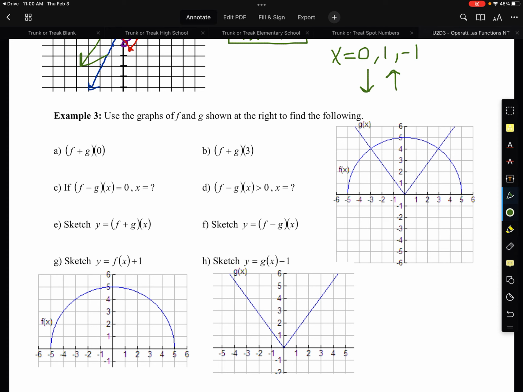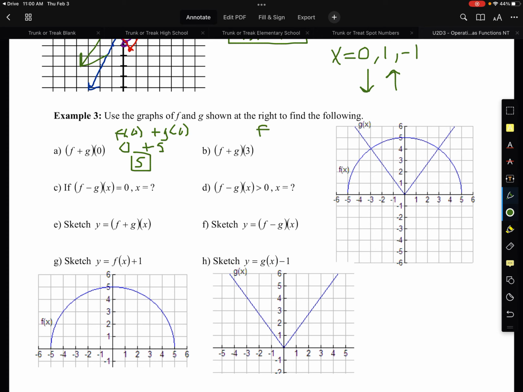Given two graphs, we have F and we have G. They're in that picture right there. We want to use that graph to solve for these equations. So if we're talking about F plus G of 0, what this is really asking us is, what is F of 0 plus G of 0? If we look at the graph, when x is 0 for F, you have 0. When x is 0 for G, you have 5. So F plus G of 0 is 5.